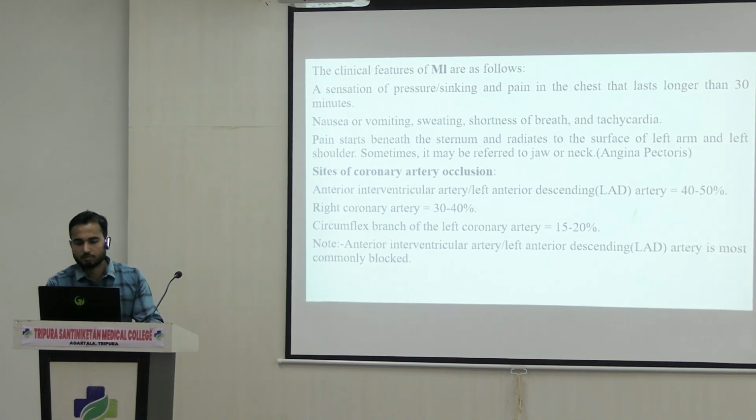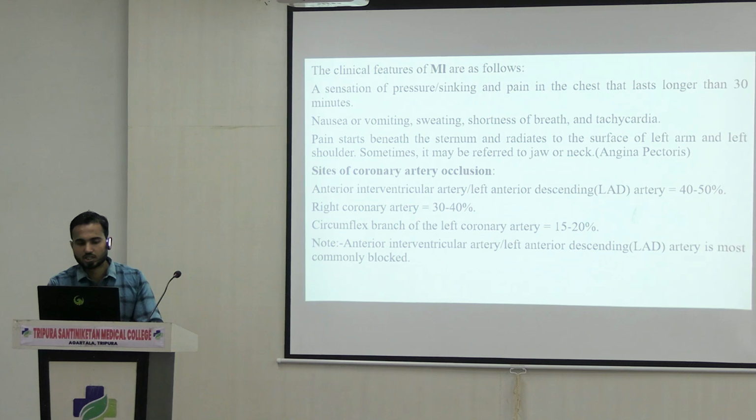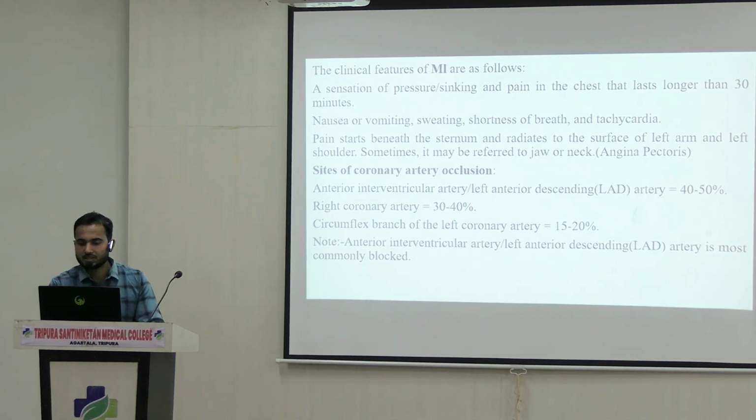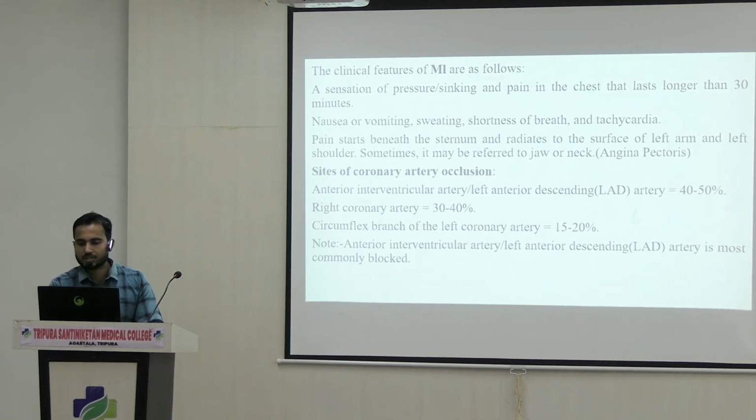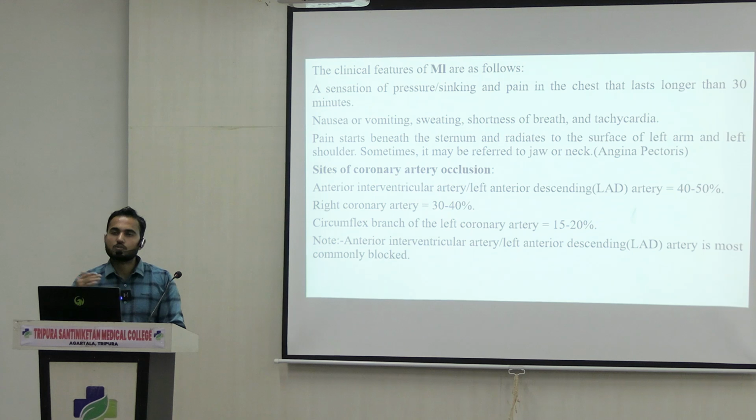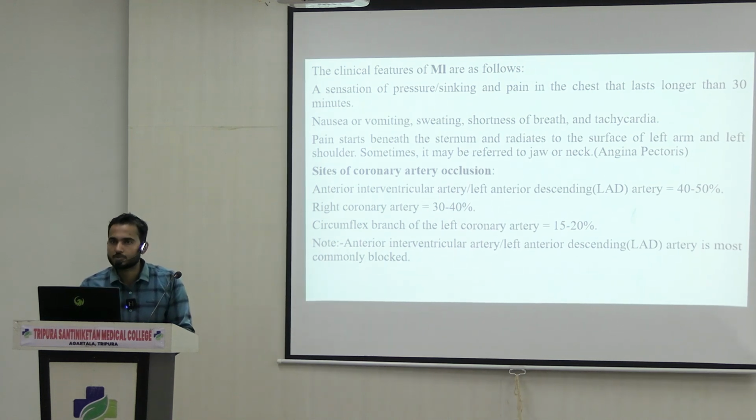For example, nausea, vomiting, sweating, shortness of breath, tachycardia, pain beneath the sternum radiating to the surface of the left arm, left shoulder. Sometimes it is referred to the jaw and neck, and that condition is called angina pectoris. Now what are the common sites for this obstruction?